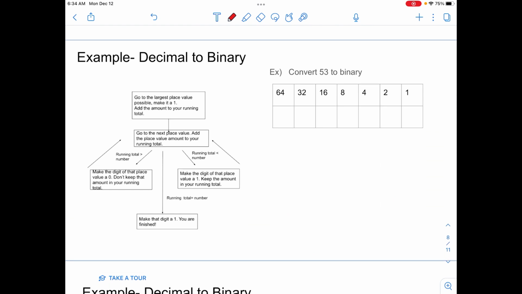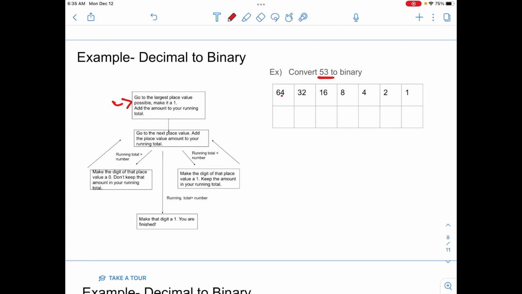What about going the other way? What about converting a decimal number to binary? This is a little bit harder. I made this little flow chart. Maybe that makes it a little more confusing for you. I don't know how your brain works, but we'll kind of follow along with it. So the first step here is to go to the largest place value possible and make it a 1. So if we wanted to convert the number 53 to binary, what's the largest place value we could have?